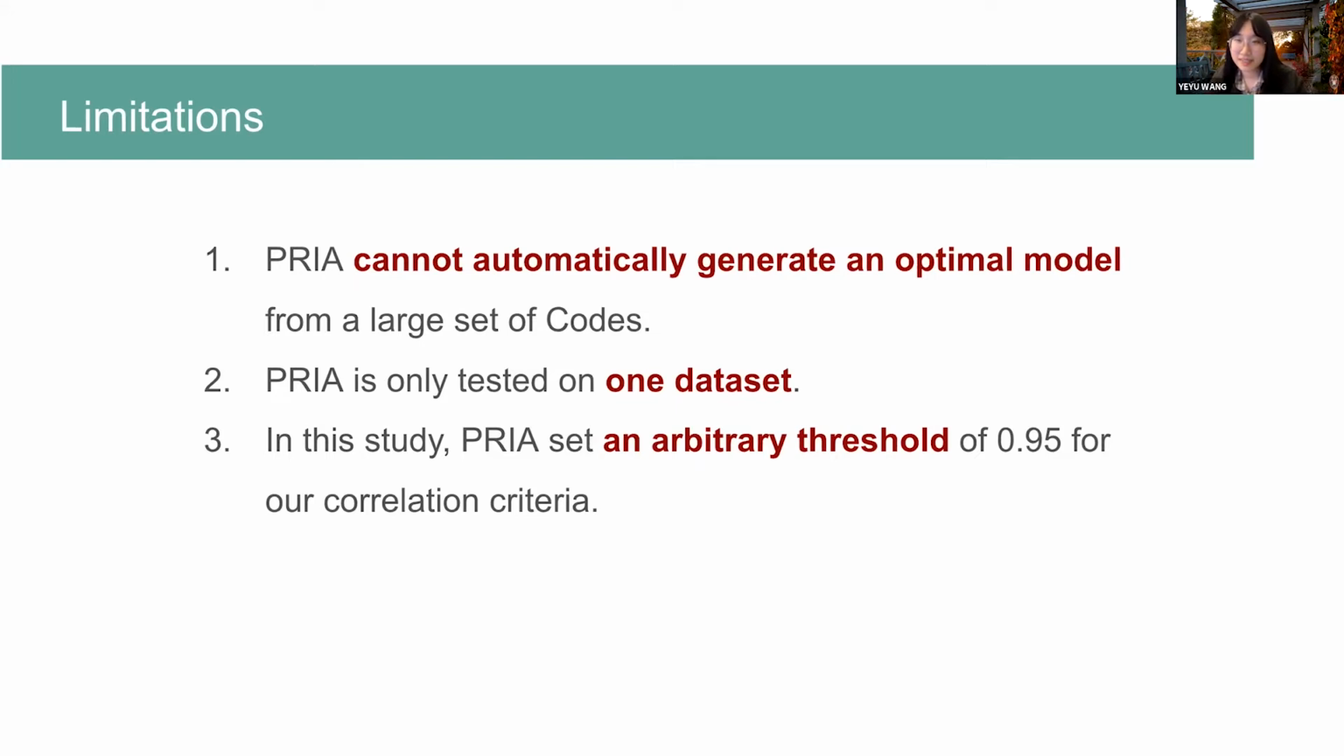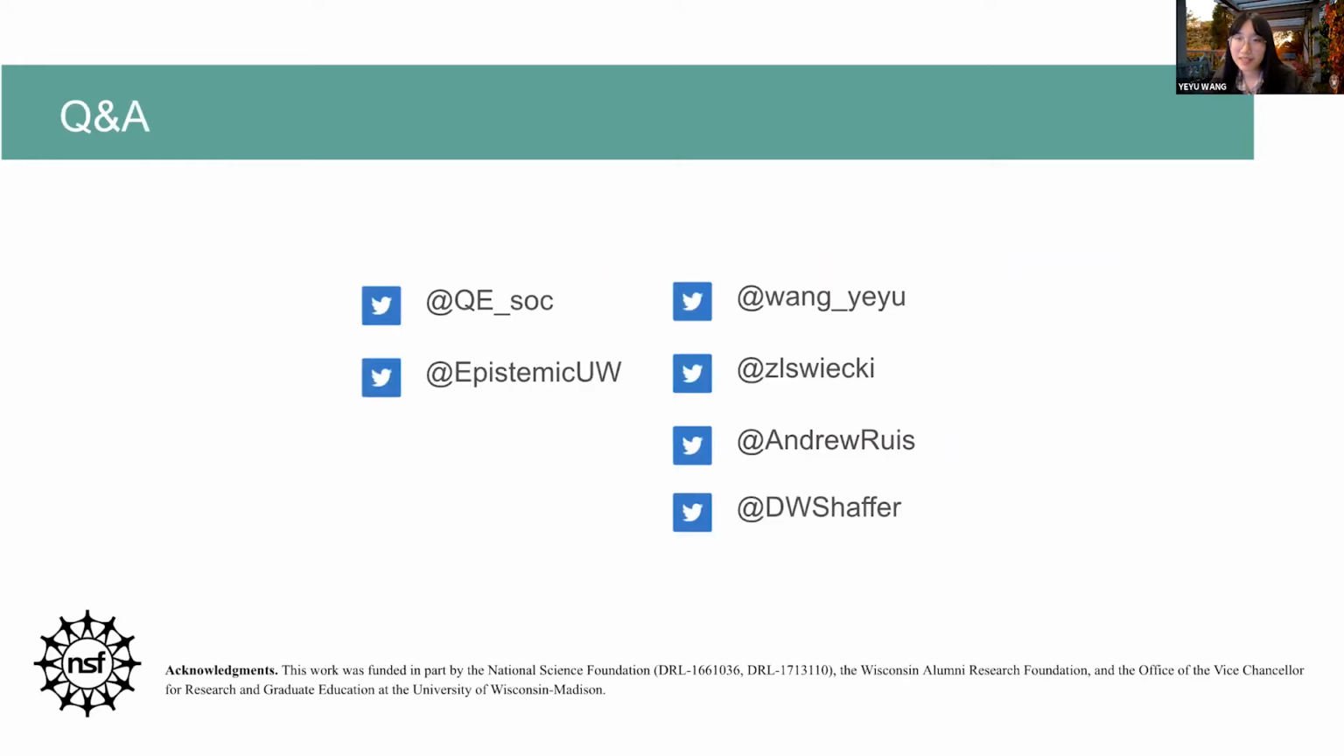And also in this study, PREA set the arbitrary threshold of 0.95 for our correlation criteria. The method to determine the appropriate threshold needs to be developed in the future.